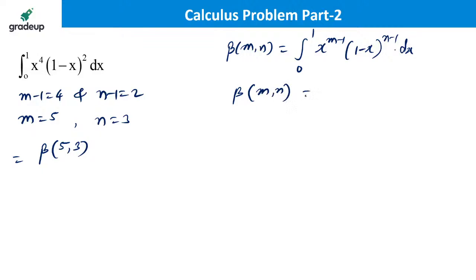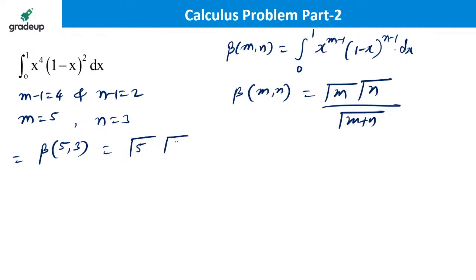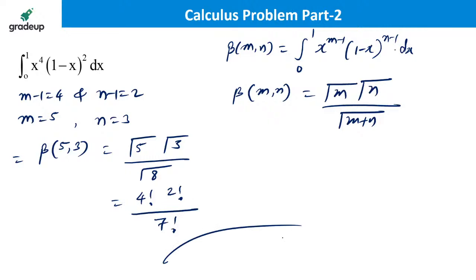Beta m comma n can be written as gamma function of m, gamma function of n upon gamma m plus n. So gamma 5, gamma 3 upon gamma 5 plus 3, that is 8. So gamma 5 means factorial 4, gamma 3 means factorial 2, and gamma 8 means factorial 7. You just simplify this now. This will be the answer.